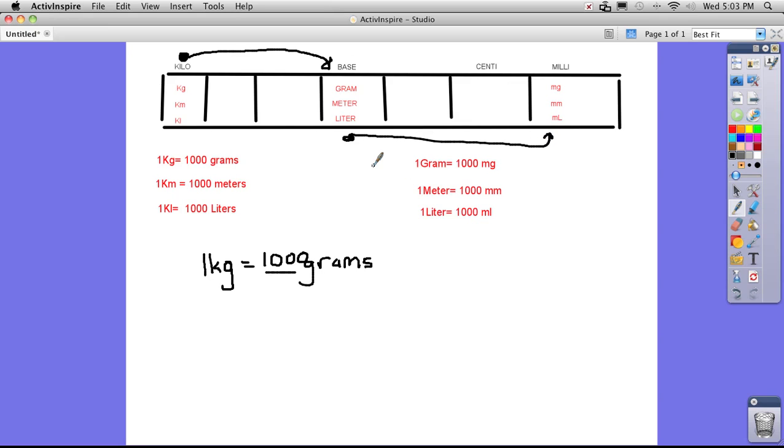So how many steps is that? Well, it's the same thing as kilo to base, actually. You're going from your base to milli. You're taking 1, 2, 3 steps. So that's a number 1 with 3 zeros.